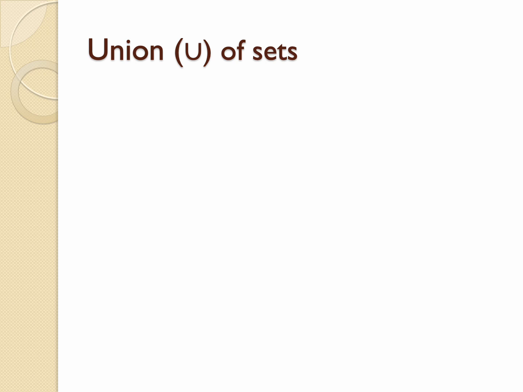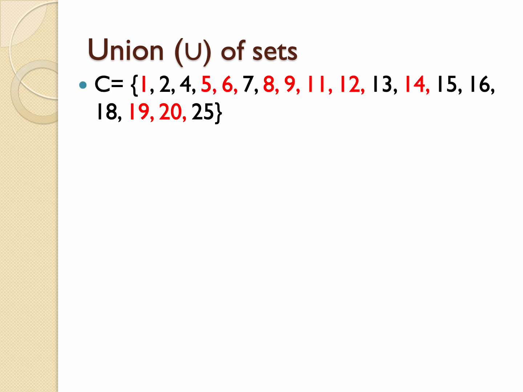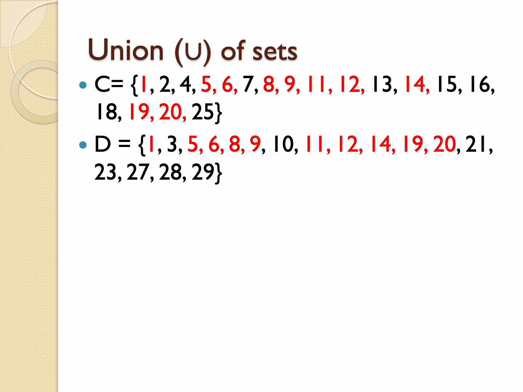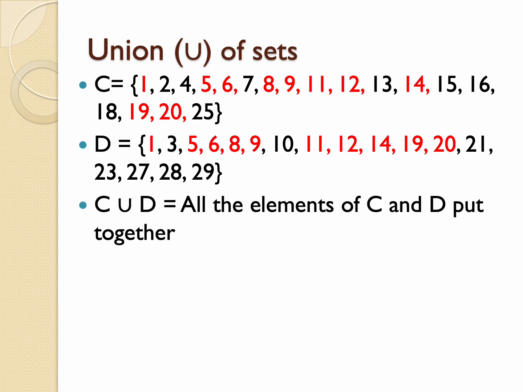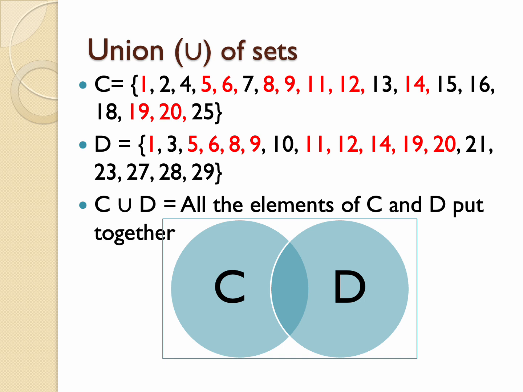Now, if intersection represents the members that belong to both sets C and D, union represents members that belong to either C or D. So union unites or combines both the sets into a single set. So here's the set C as before and the set D. Then C union D is a set that contains all the members in C and D put together. Let's see that in a Venn diagram.